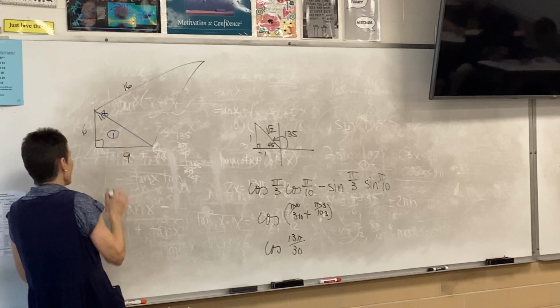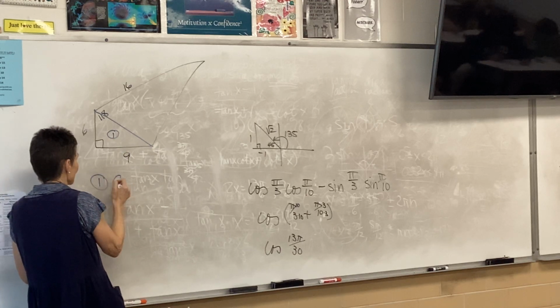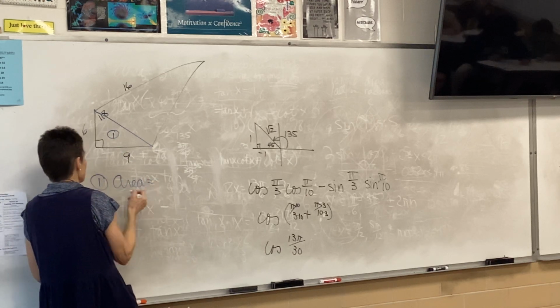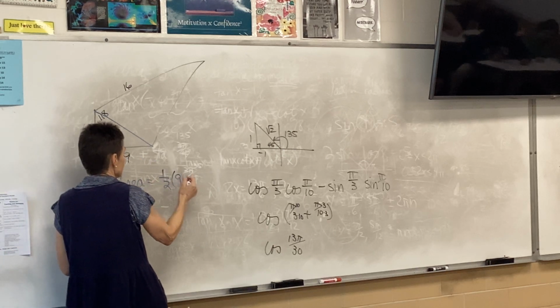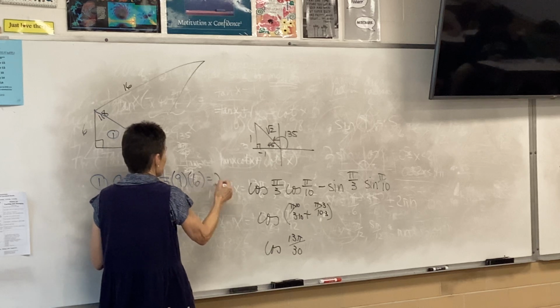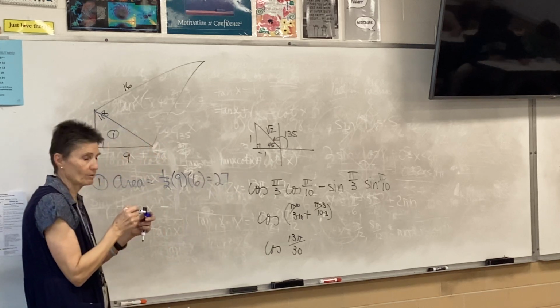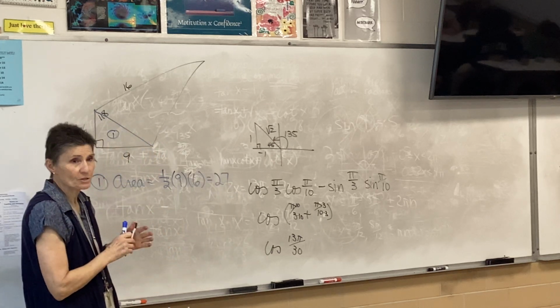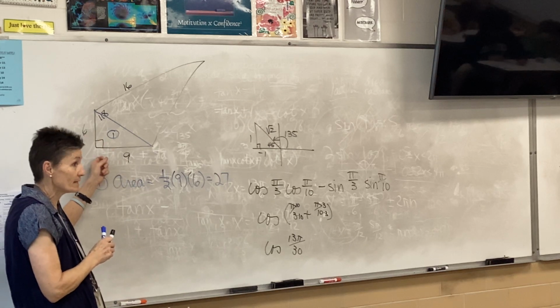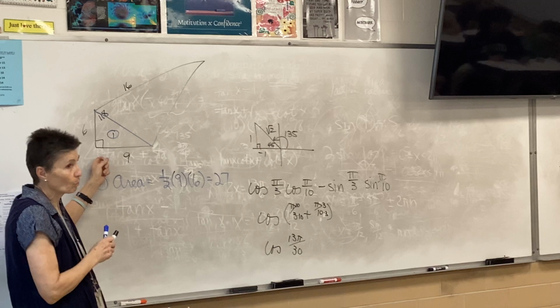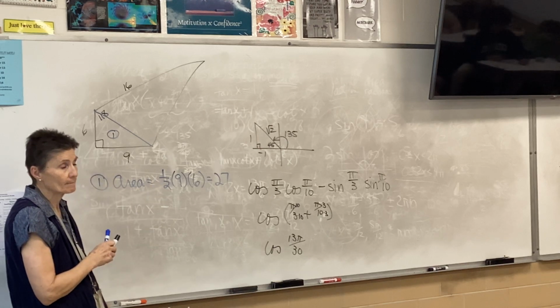All right, can we find the area of triangle 1? Very easily. 1/2 base times height. So that area is 27. That's a no-brainer. We could also do 1/2 times 9 times 6 times sine 90. And since sine 90 is 1, you're going to get exactly the same thing.